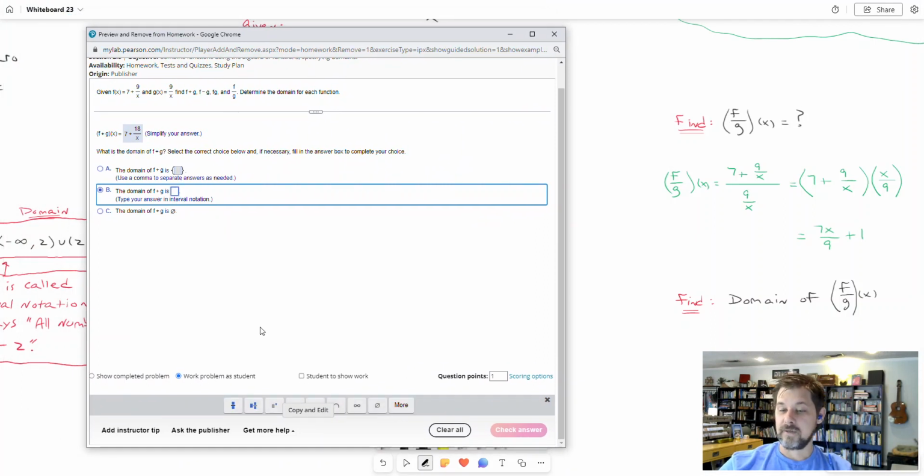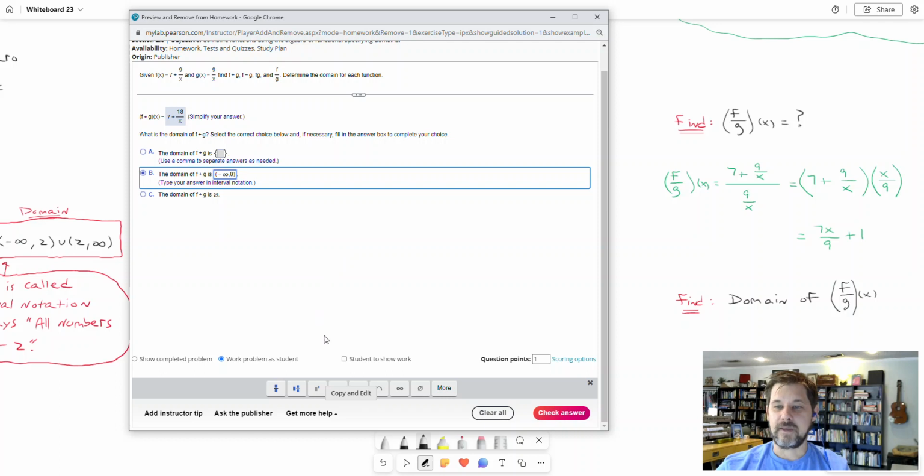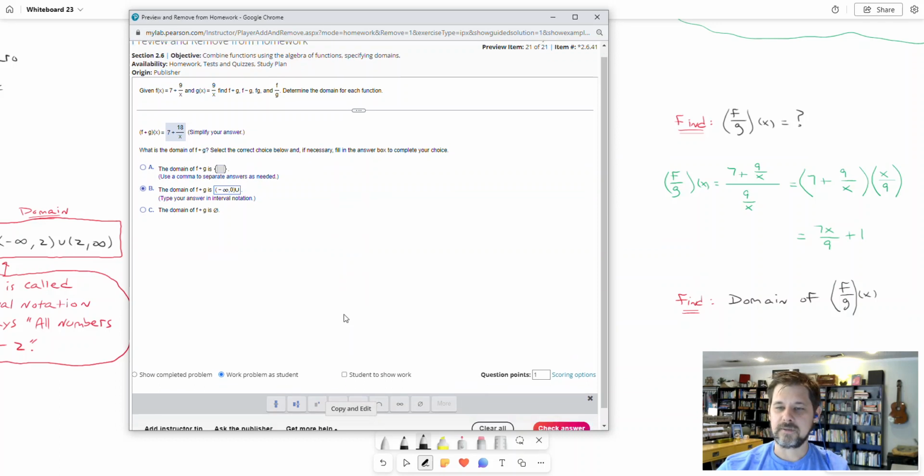Here's the way I do that. So I'll have to use the infinity key. So I want negative infinity. I put a comma, a 0. I close the parentheses. This symbol right here, this U, is the union symbol, and it's like it joins these two intervals together into one big one. All right. So I want that. Where's that? Right there. Let's see.